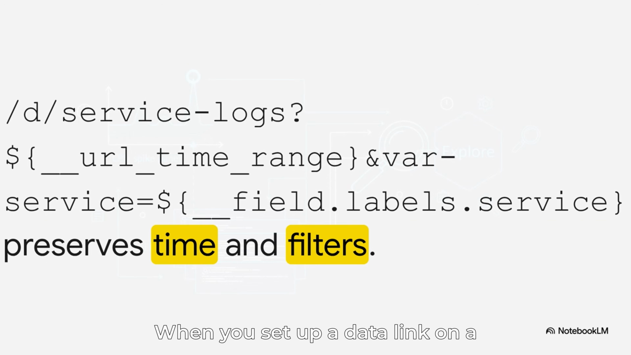When you set up a data link on a Prometheus panel, you can use an orchestration URL. Notice how that variable perfectly preserves the time range? That keeps the exact time window of your metric spike locked in. You don't have to manually re-enter timestamps or service filters. One click, and boom, you're transported to the logs for the exact millisecond the anomaly occurred.